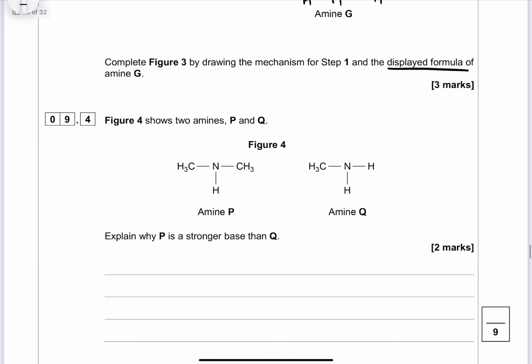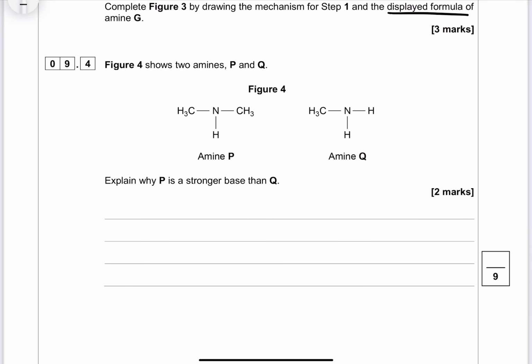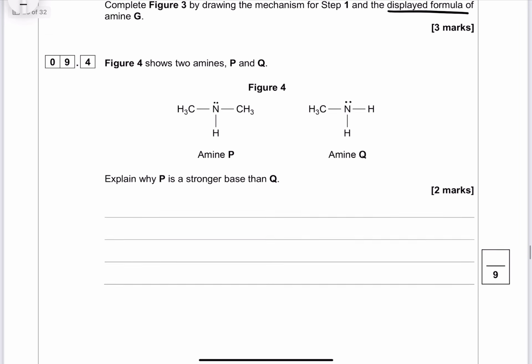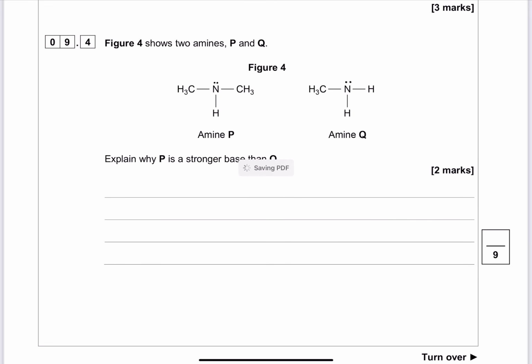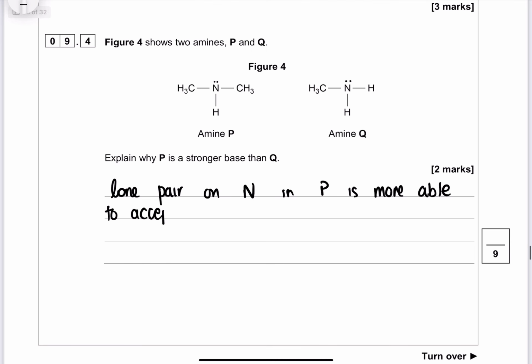Figure 4 shows 2 amines, P and Q. Explain why P is a stronger base than Q. So these are bases because the lone pair is able to accept a proton. Now, if P is a stronger base, we need to be able to write that the lone pair on N in P is more able to accept H plus than the lone pair on N in Q.